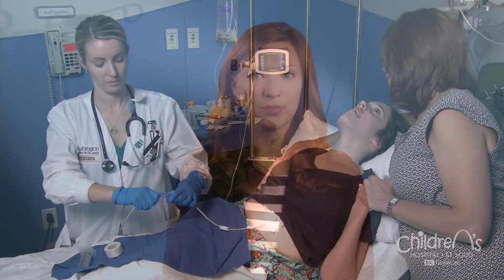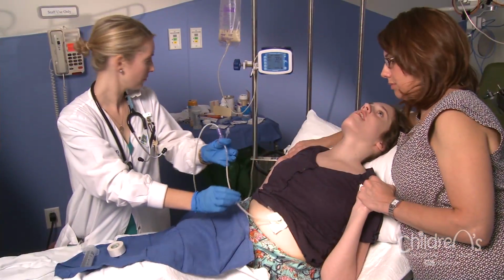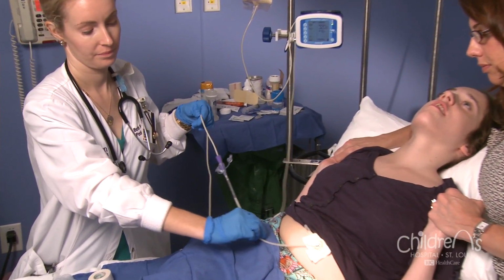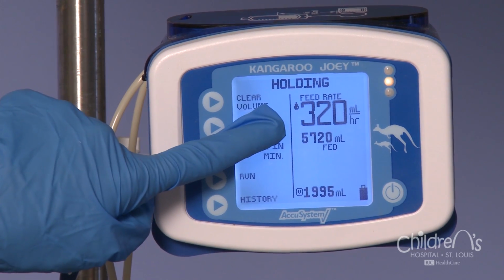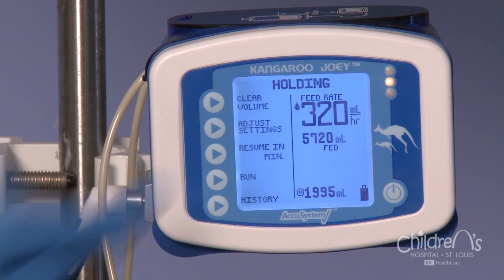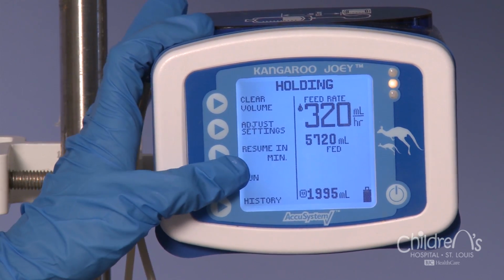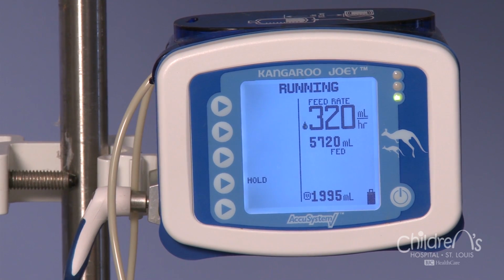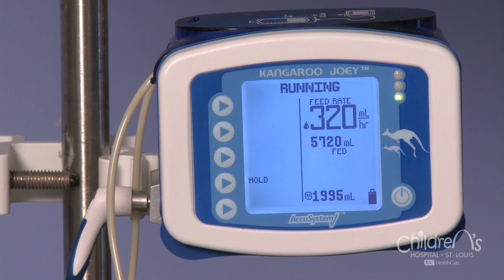Depending on the type of pump your child has, your pump may look different than this one, but it operates the same way. Your home health company will review your specific pump with you. Open the clamp on the extension tubing and pump tubing. Check the rate of the pump. Start the feeding pump. Your child's feeding will then run over the number of hours your doctor has instructed.